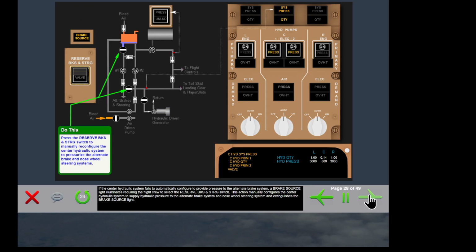If the center hydraulic system fails to automatically configure to provide pressure to the alternate brake system, a brake source light illuminates, requiring the flight crew to select the reserve brakes and steering switch. This action manually configures the center hydraulic system to supply hydraulic pressure to the alternate brake system and nose wheel steering system, and extinguishes the brake source light.